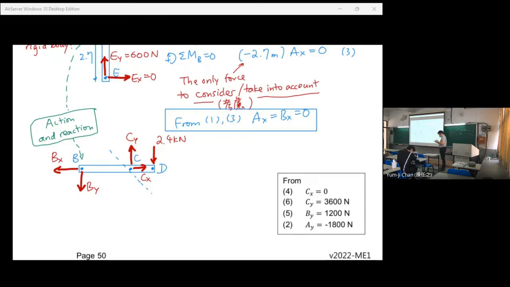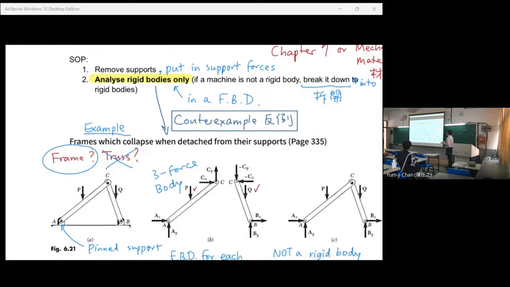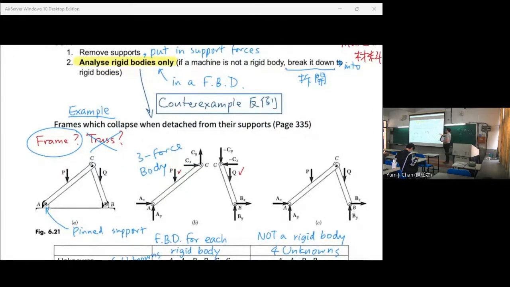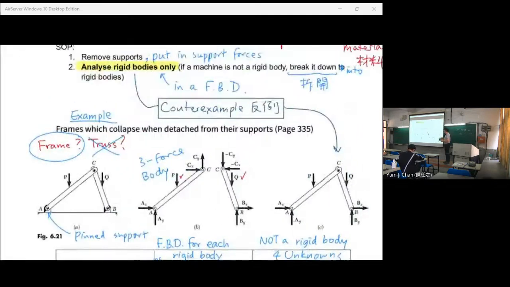So let me show you a counter example. Analyze rigid bodies only, that we mentioned last Thursday. And we have a counter example, which in Chinese is 反例. So in a counter example, this one is not a rigid body. And if we do not have a rigid body, then we have more unknowns than equations. Okay. Here, this is on page 49. If we don't have a rigid body in a free body diagram, that means we have more unknowns. We have 4 unknowns here, but we only have 3 equations.